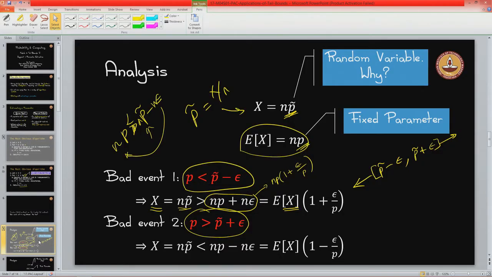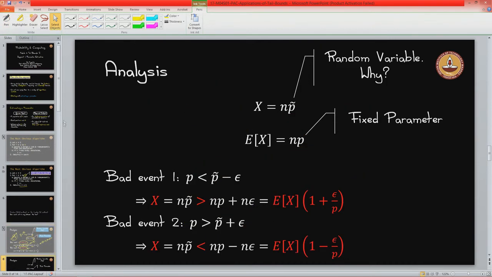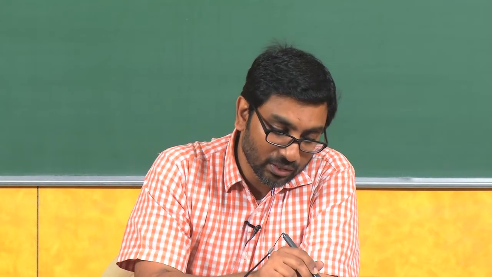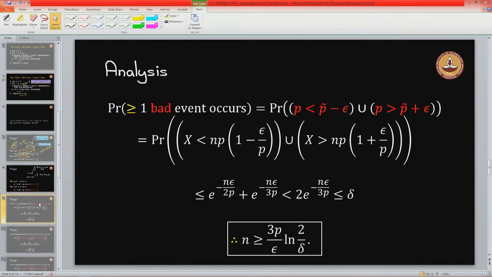The same thing can be done with the other bad event as well. You will again get x to be less than 1 minus delta times the expectation of x. All of this is basically taking the bad event and rephrasing it in a manner that it can be plugged into the Chernoff bounds. So, then we can do that.